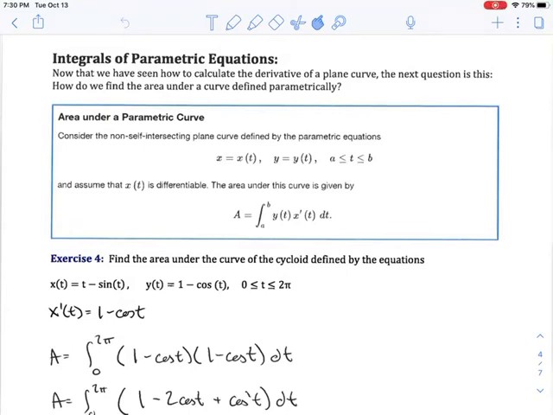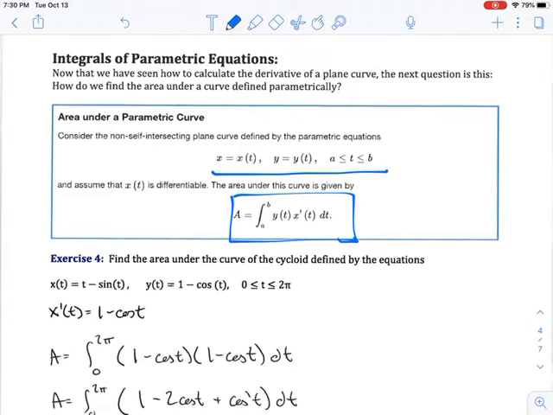In this video, we're going to take a look at integrals of parametric equations. We'll start with finding the area under a parametric curve. And so, once again, we are given our parametric equations: x is a function of t, y is a function of t, over an interval of t from a to b. The actual formula for integration is quite simple.